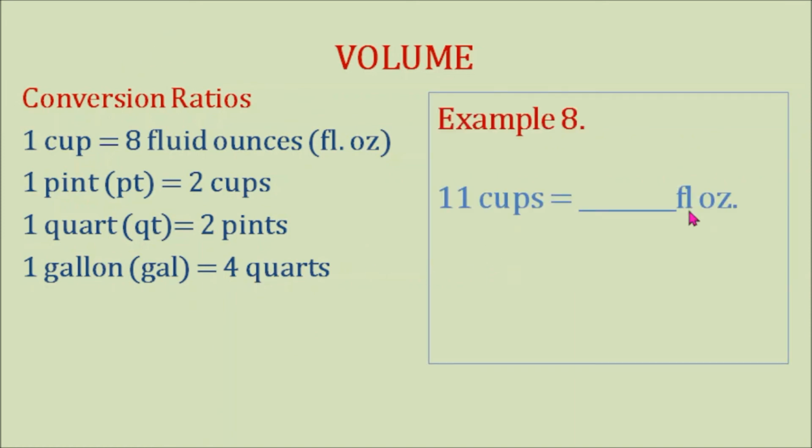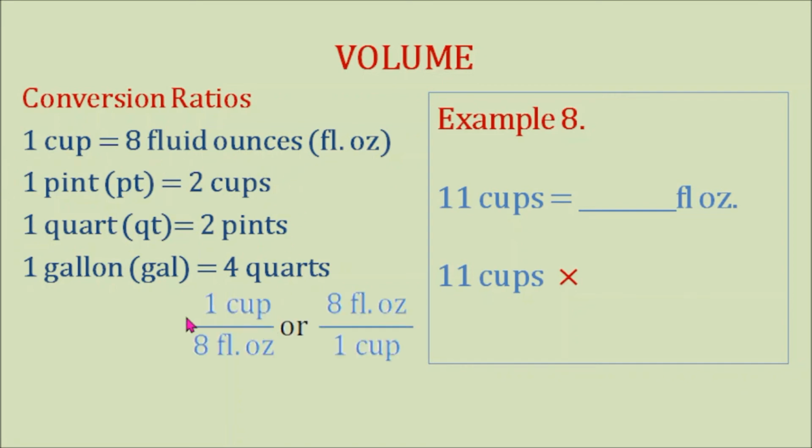Example number 8. 11 cups equals how many fluid ounces? First, we are going to copy down the unit that we are going to convert. That's 11 cups. Then multiply it by a conversion factor. From our list, we have 1 cup equals 8 fluid ounces. So we have two choices: 1 cup over 8 fluid ounces, or 8 fluid ounces over 1 cup. Since we need to cancel out cup, we need the one with cup on the denominator. So that's the second one.